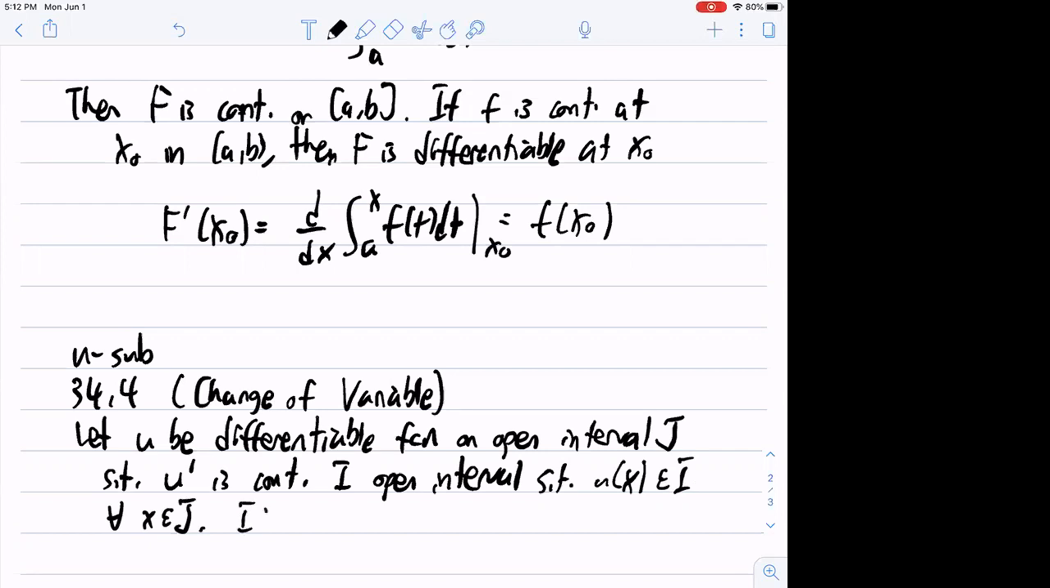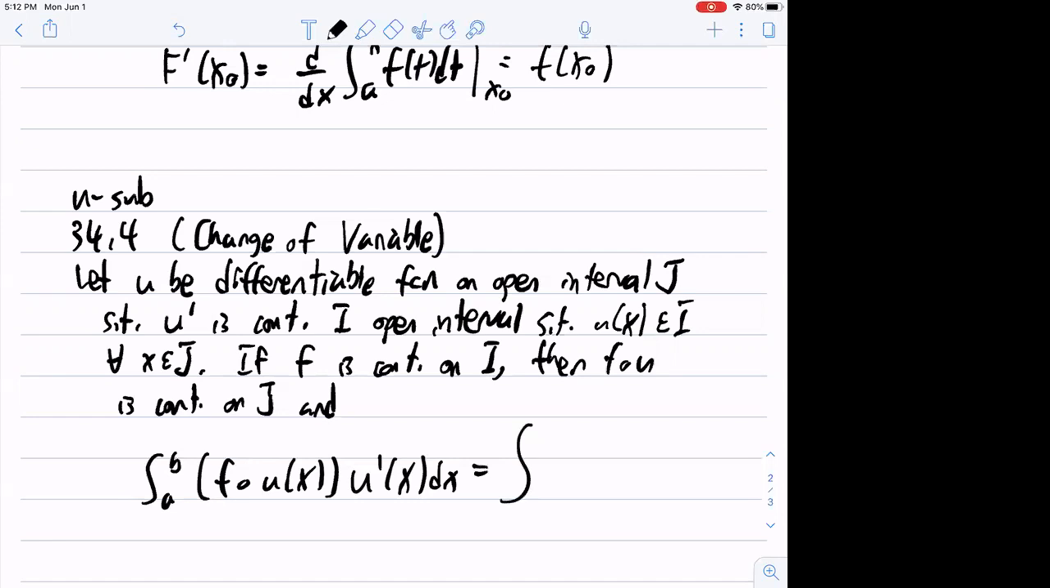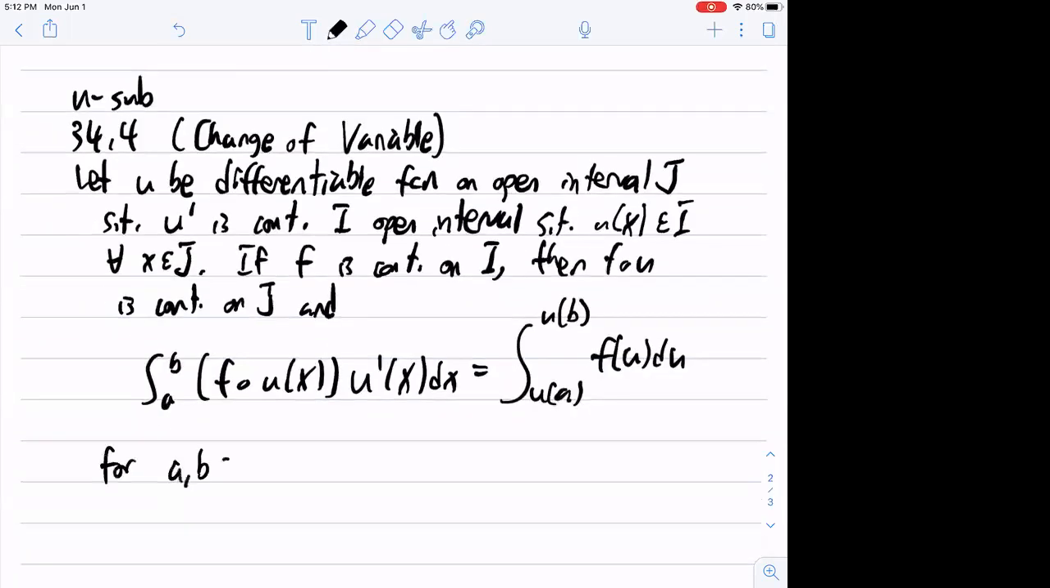So if f is continuous on I, then f compose u is continuous on J, and we have this natural formula. So this is your typical u-substitution. And the reason we have the capital I and capital J is because our bounds change. We're integrating from the domain to the image, for a, b in J. Okay, everyone good?